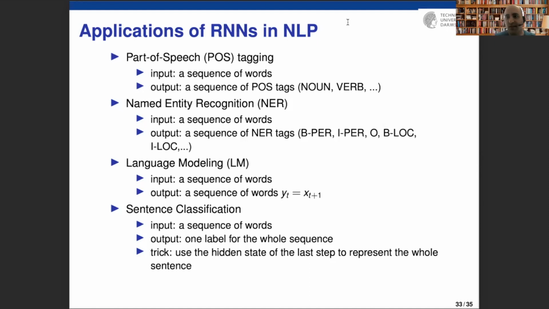The next task is language modeling, or LM. The input to the language modeling task is a sequence of words that we have as a context, and the output is the word that you want to predict as the next word, or still a sequence of the following words. At each time step, you want to predict the next word. So at time step 1, you want to predict the second word. At time step 2, you want to predict the third word.